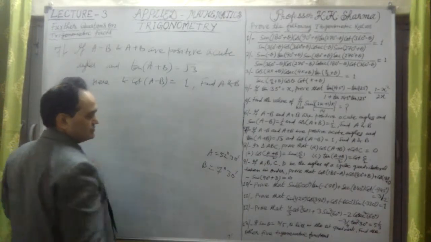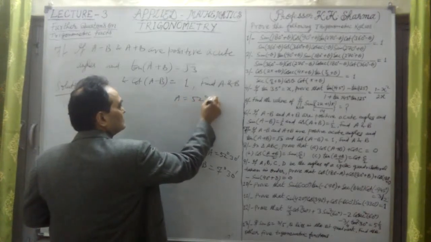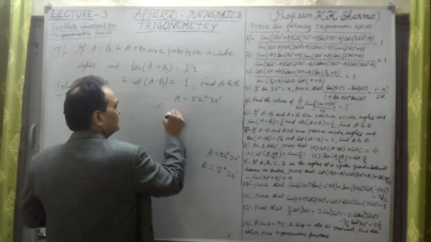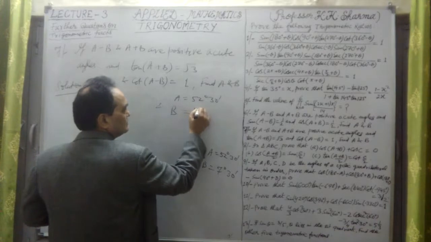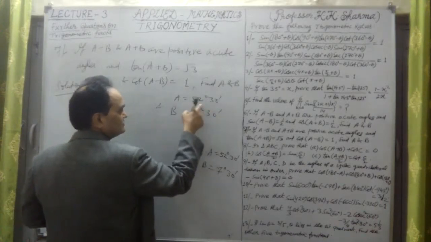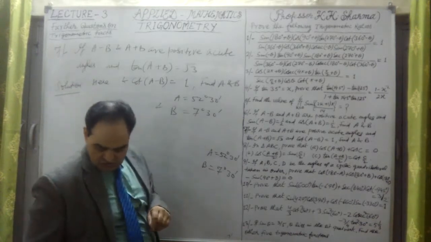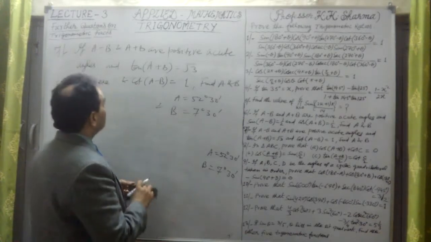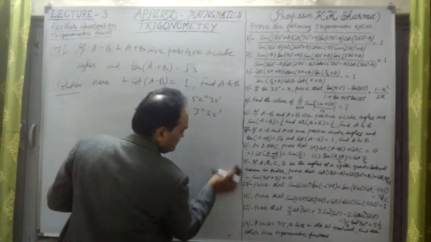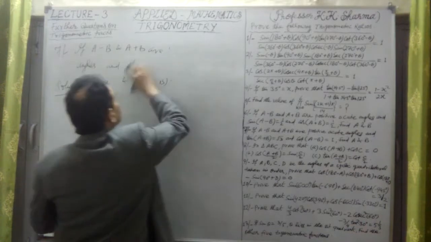A is 52 degrees 30 minutes, and angle B is 7 degrees 30 minutes. The sum is 60 degrees, A plus B is 60 degrees, as given. This is how the values of these two angles, A and B, are calculated. Now our question number 8.